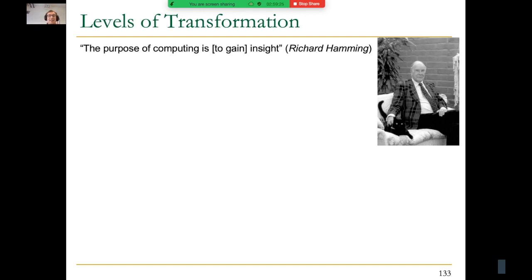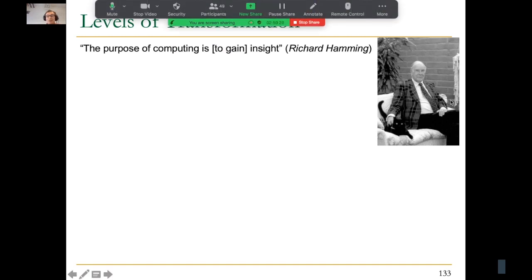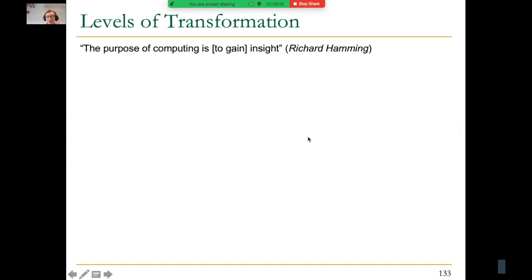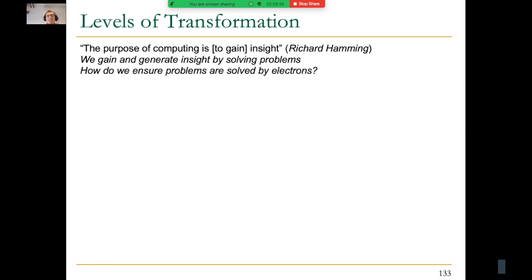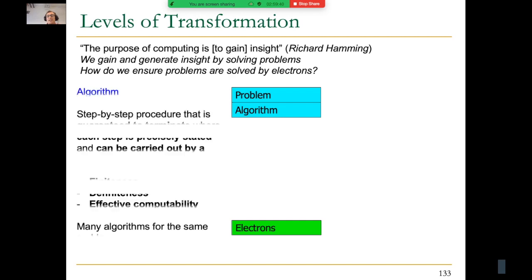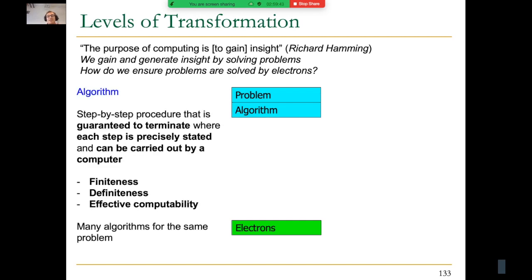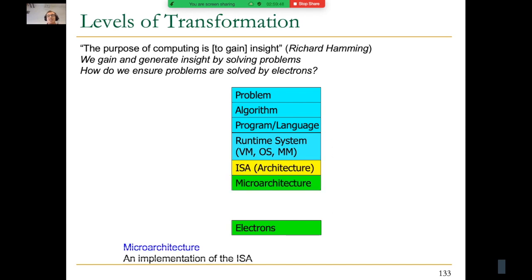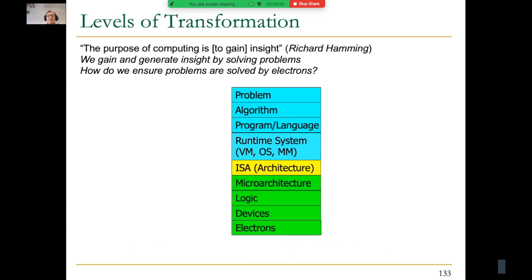This is Richard Hamming, who is a Turing Award winner. He developed Hamming codes. And one of his favorite quotes is, the purpose of computing is to gain insight, not generate numbers. So we gain and generate insight by solving problems, and we ensure problems are solved by electrons. I'm not going to cover everything here, but this gives you an overview of the transformation hierarchy. This was covered in digital design and computer architecture. We define what these different things are, and you can look at the slides afterwards, or you can also watch the lectures. But all of these pieces are there to ensure that the problem gets translated to electrons.